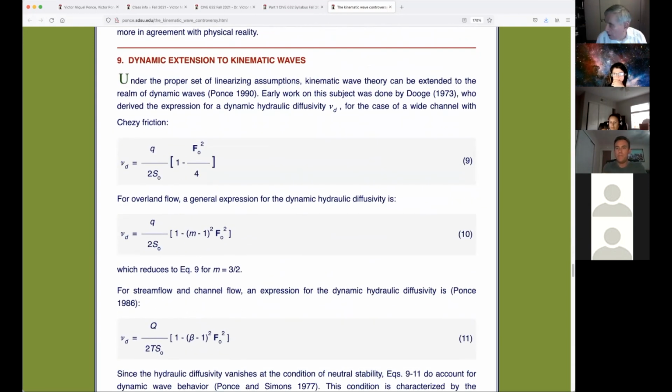Dynamic, we got 5 minutes here. We're going to finish here. Dynamic extension to kinematic waves. Oh, this is interesting. Fascinating. When I wrote this paper, I decided to put this section 9 in there. Dynamic extension to kinematic waves.